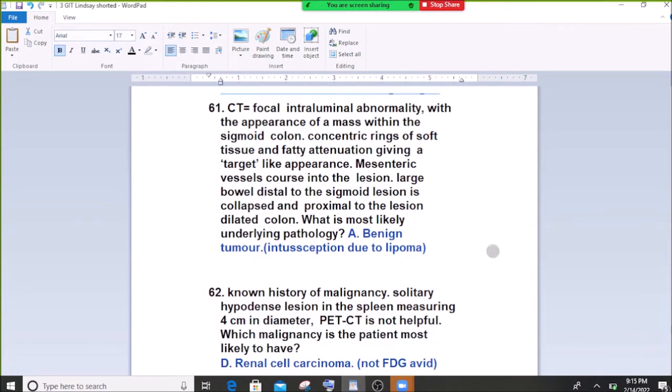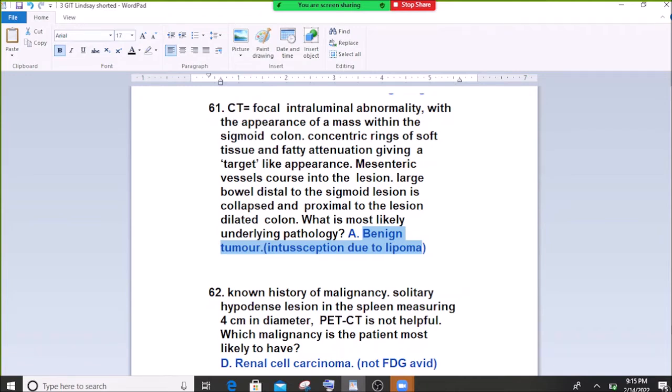61. Series shows a focal intraluminal abnormality with the appearance of a mass within the sigmoid colon. Concentric rings of soft tissue and fatty attenuation give a target-like appearance in the sigmoid colon. Mesenteric vessels course into the lesion. Large bowel distal to the sigmoid colon is collapsed, and proximal to the lesion the colon is dilated. Most likely underlying pathology: benign tumor. Is it intussusception due to lymphoma?